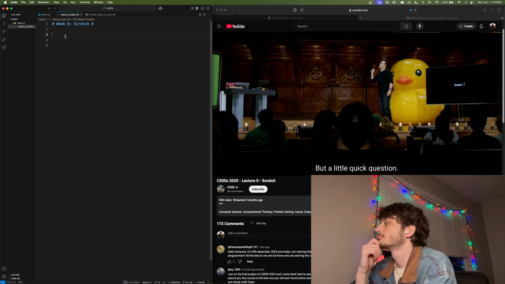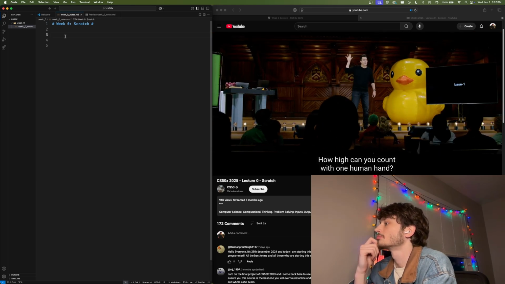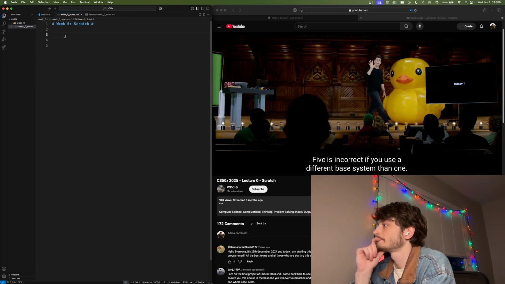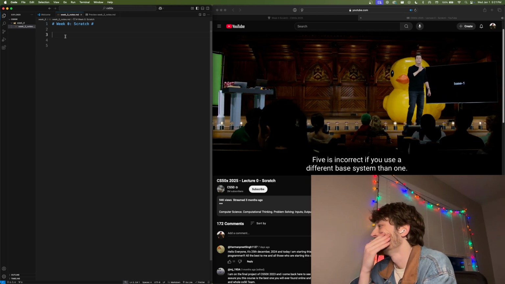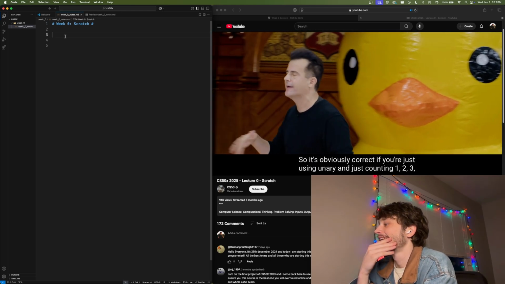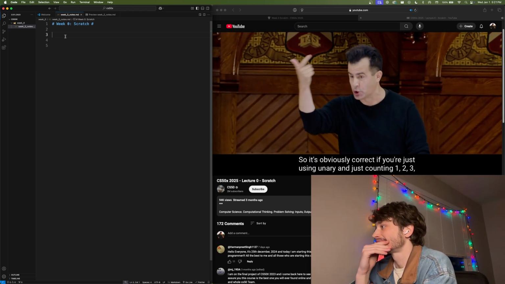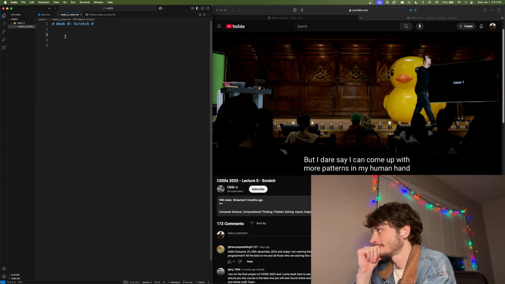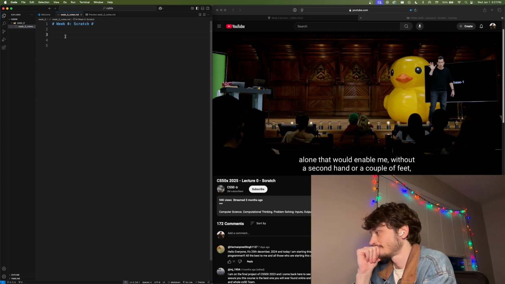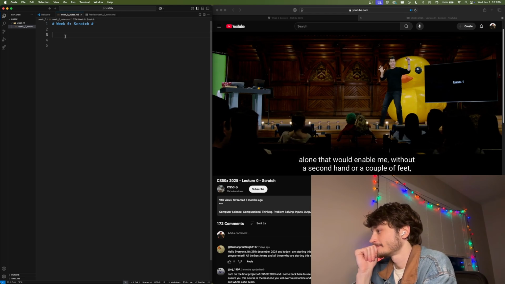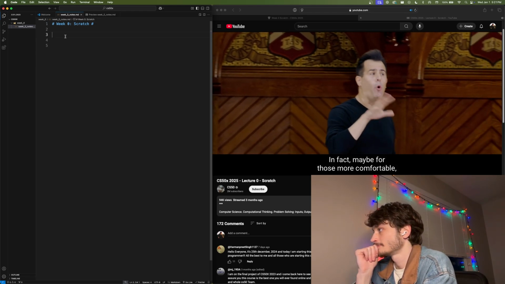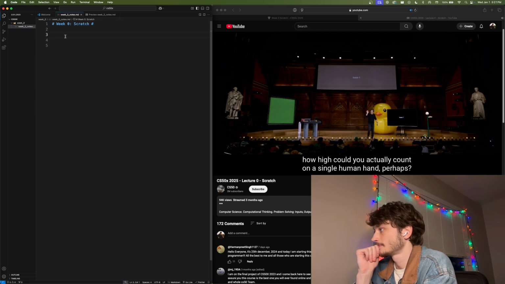But a little quick question, how high can you count with one human hand? 5 is incorrect if you use a different base system than 1. So it's obviously correct if you're just using unary and just counting 1, 2, 3, 4, 5. But I dare say I can come up with more patterns in my human hand alone that would enable me, without a second hand or a couple of feet, to count higher than 5. In fact, maybe for those more comfortable, how high could you actually count on a single human hand, perhaps?